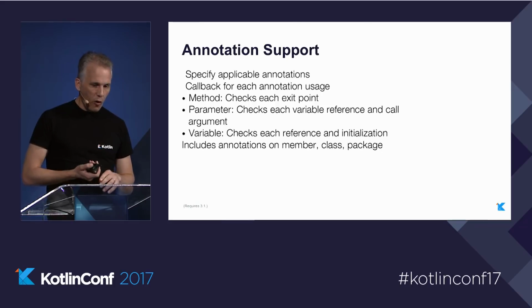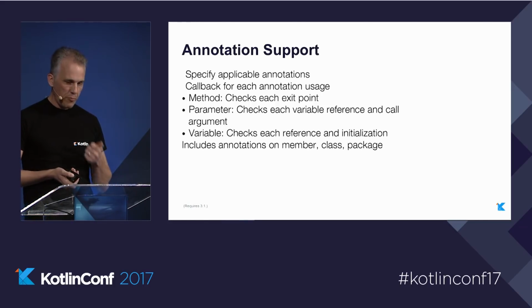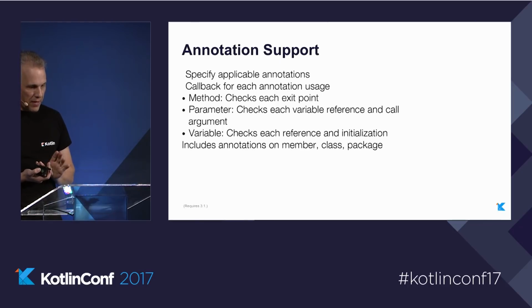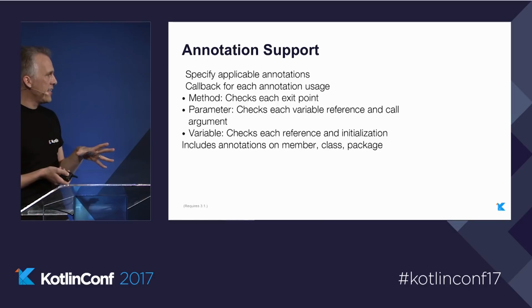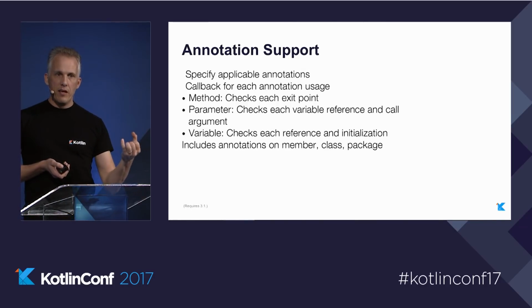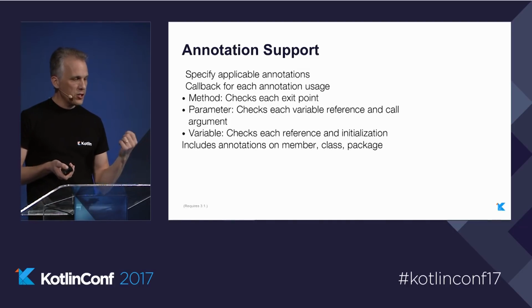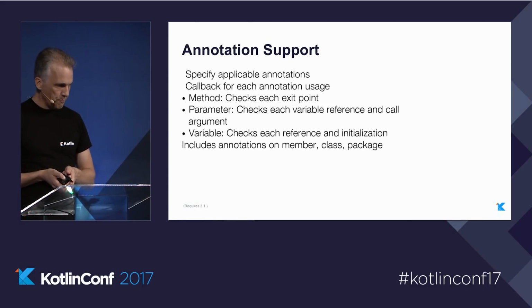And I'm not going to cover all the UAST scanner callbacks either. I'm just going to cover annotation support because it's brand new in 3.1. And this basically makes it very easy to write checks that deal with annotations. So you specify the annotations you care about, and then Lint will call back all the places that seem to be relevant to that annotation. For example, if you annotate a method, it'll check each exit point from the method and also all calls into that method, and so on.